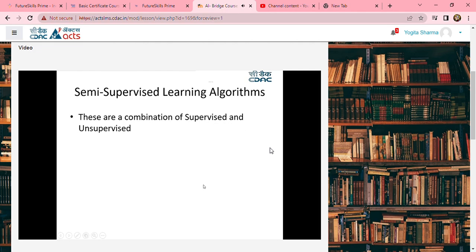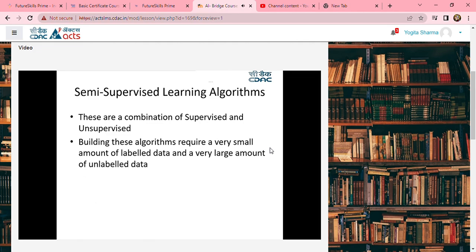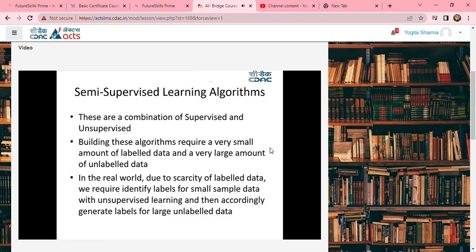Now, the third type of algorithm I am mentioning here is the semi-supervised learning algorithm, which is a combination of supervised and unsupervised. In the real world, what happens is we get a very large amount of unlabeled data and a very small amount of labeled data, or no labeled data at all. So what can be done is we can generate labels on the small amount of data by some other method, and regenerate the labels on the large amount of data by a machine learning method.